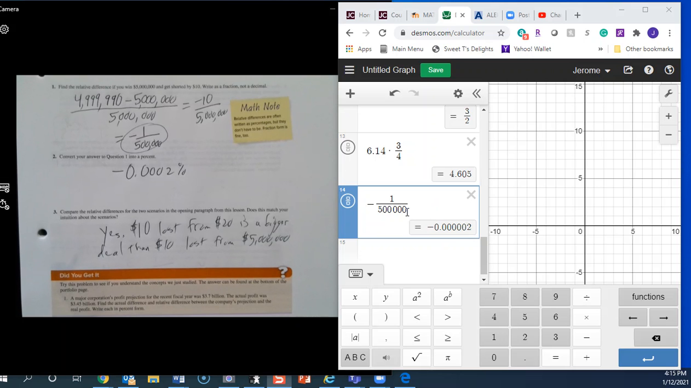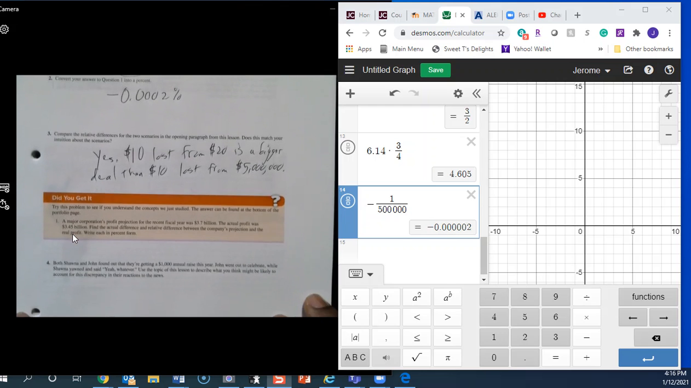When we took the -1 divided by 500,000, it gave us this negative decimal here, and we had to move it 2 places to the right, and that's how we get the negative 0.002%. And then for number 3, it says compare the relative differences for the two scenarios in the opening paragraph from this lesson. Does this match your intuition about the scenarios? I would have to say yes. $10 lost from $20 is a bigger deal than $10 lost from $5 million.